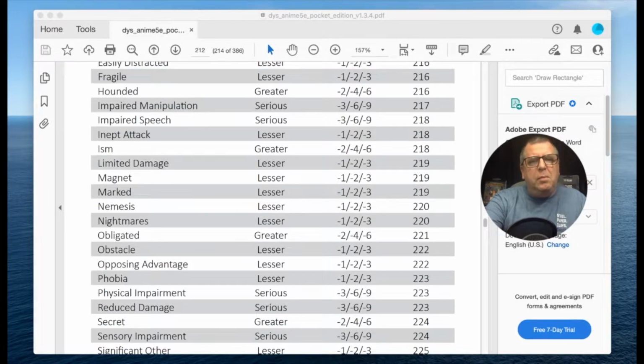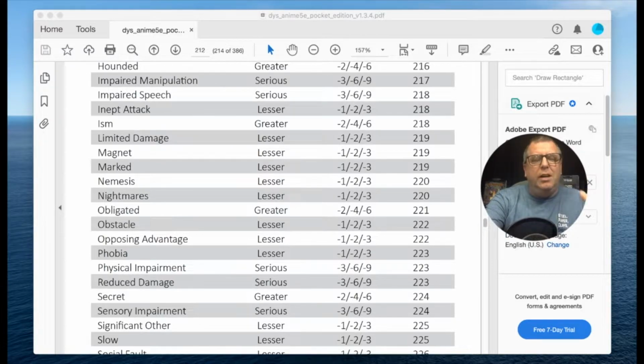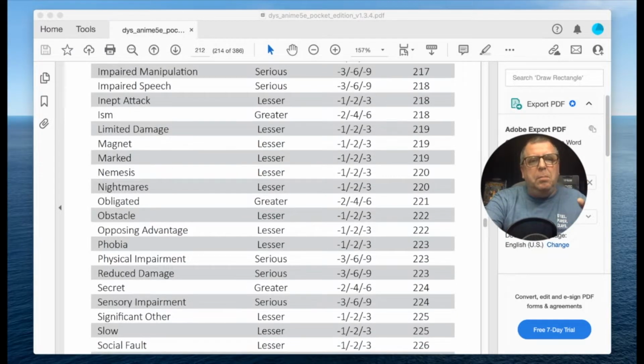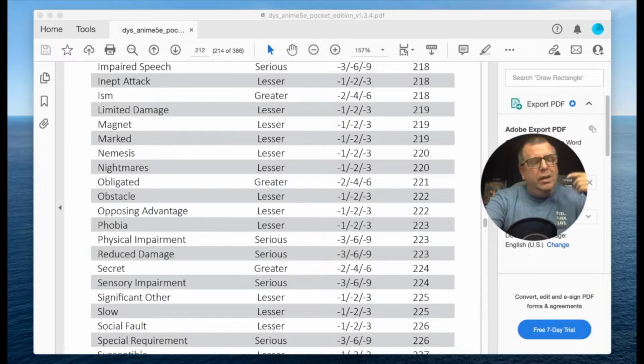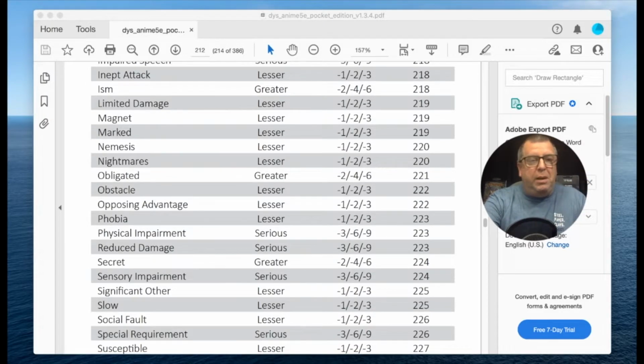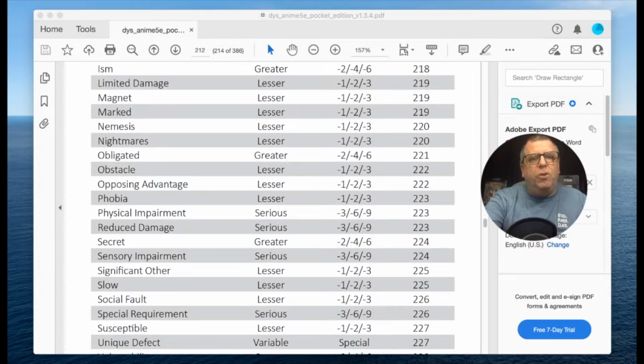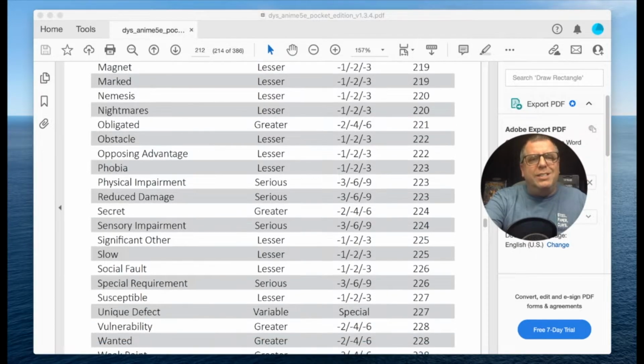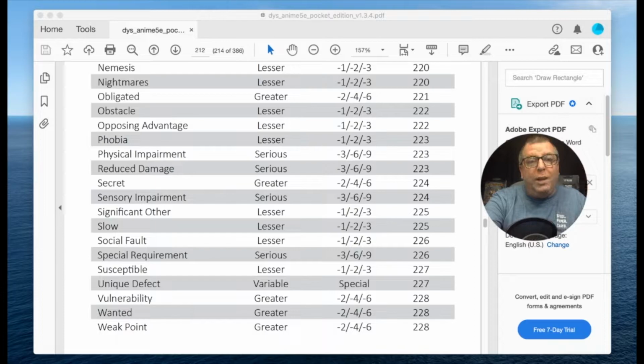Phobia, Physical Impairment, Reduced Damage, Secret, like I talked about Black Widow, Sensory Impairment, Significant Other, which I believe is about if you have somebody that you're willing to just die for, whether that's your spouse or a child or something like that, or just a best friend. Slow, Social Fault, Special Requirement, Susceptible, Unique, Vulnerability, Wanted, I like that one, and Weak Points.